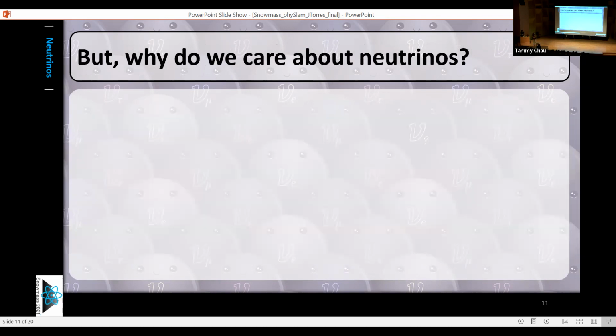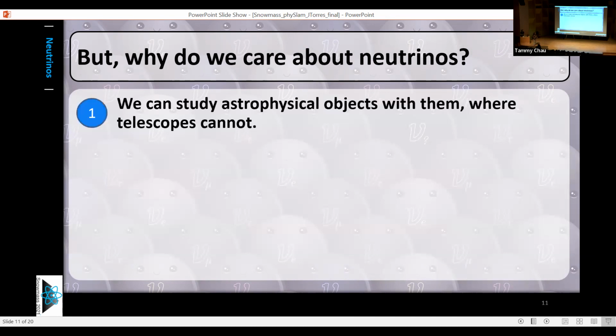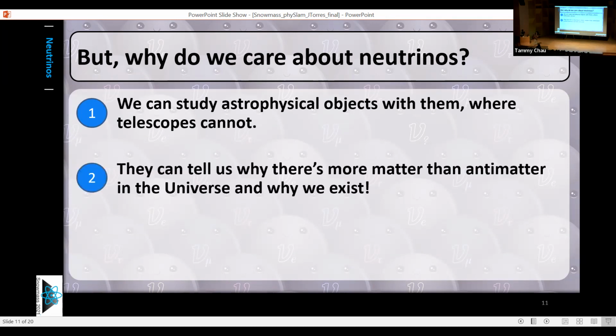So this is not an exhaustive list of why we care about them. One of the reasons we care about them is that we can study astrophysical objects in places where we cannot use telescopes. I'll talk more about that later. The other is that we know that there is more matter than antimatter in the universe, and that's one of the reasons we all exist. But we don't know why, and neutrinos might have the answer to this question.